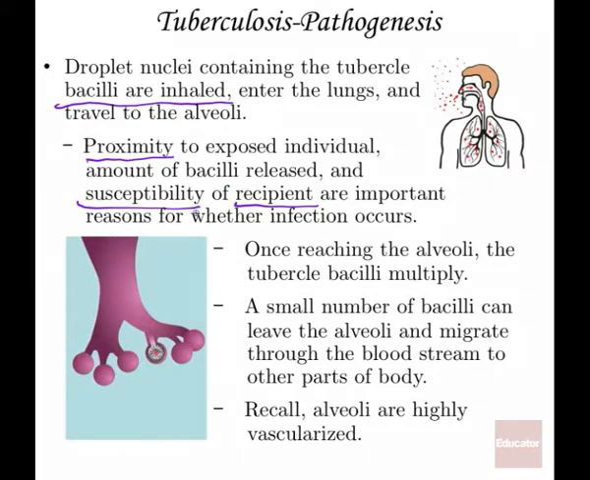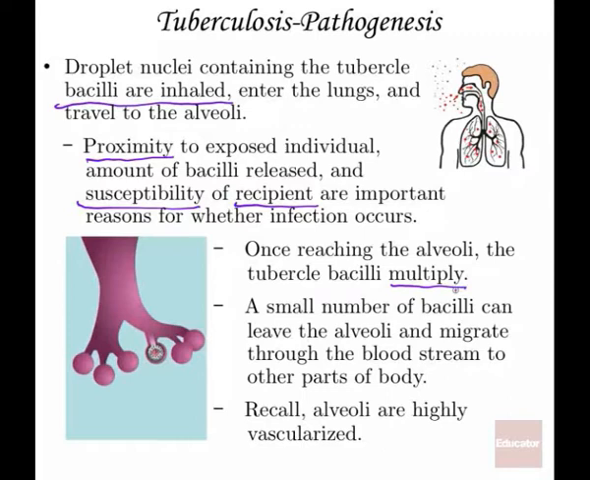Now, once reaching the alveoli, these bacilli can multiply. And in some cases, in the active form, they can actually leave the alveoli and migrate through the blood supply to other tissue.